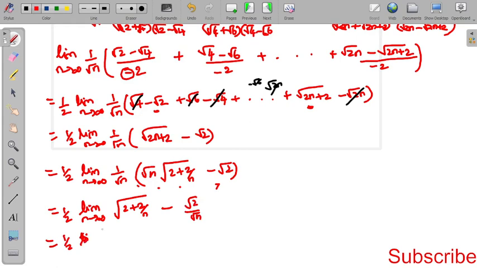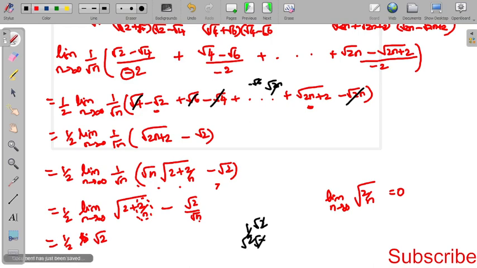So while applying n tends to infinity, you can see that 2 by n tends to 0, so that you will get here root 2. And here also as limit n tends to infinity, root 2 by n is also 0. So finally you can get the answer 1 divided by 2 into root 2. So this 2 becomes root 2 times root 2. So the answer here is equal to 1 by root 2.